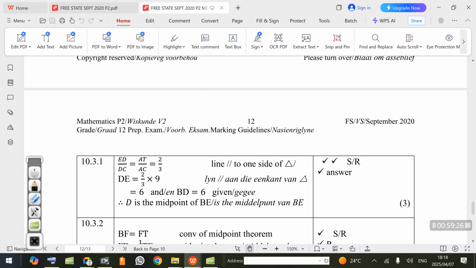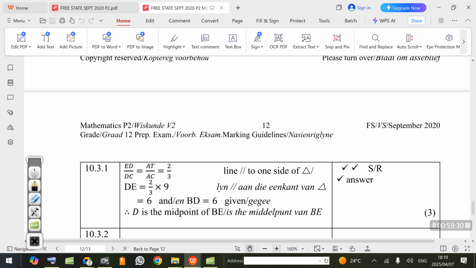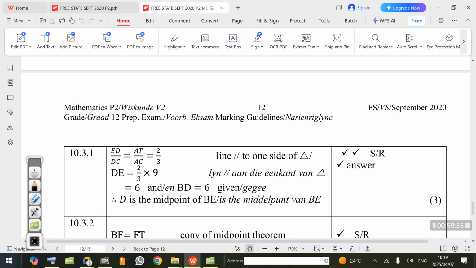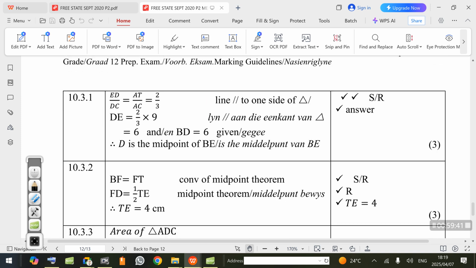All right, 10.3.1, we're fine, right? ED over, let me make it bigger because I want us to see. This is like chemistry. You don't just write anything. ED over that equals that, 2 over 3 DE. All right.